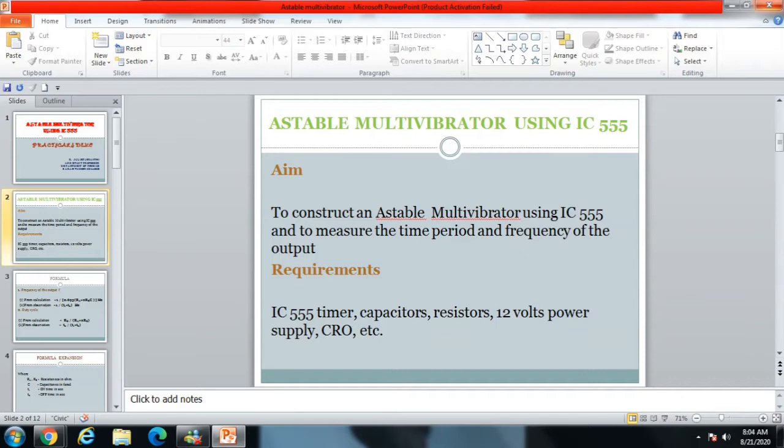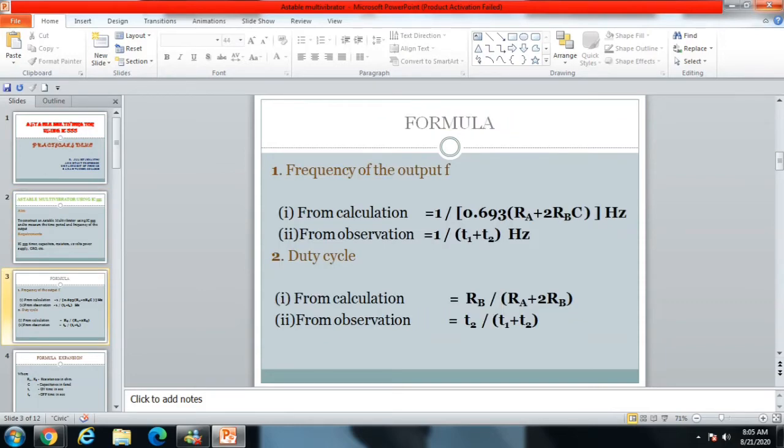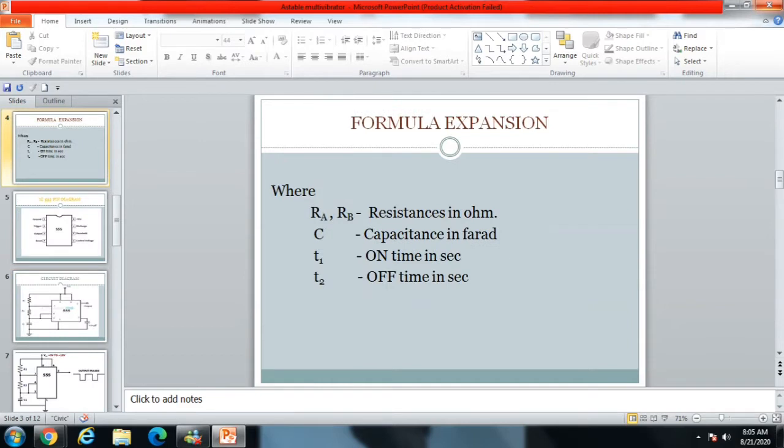The requirements are IC 555 timer, capacitors, resistors, 12-volt power supply, CRO, etc. The formula for this practical: to find frequency from calculation, 1 by 0.693 (RA plus 2 RB) into C hertz. From observation, that is from the output waveform, 1 by (T1 plus T2) hertz. For duty cycle, from calculation, RB by (RA plus 2 RB); from observation, T2 by (T1 plus T2).